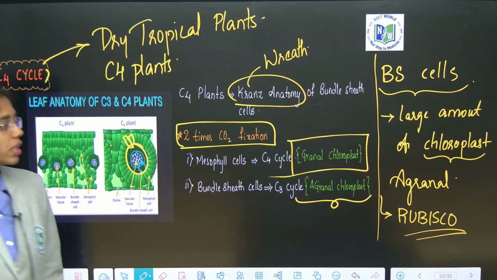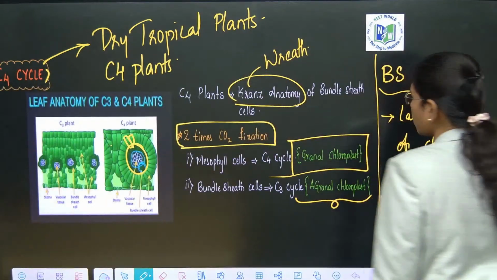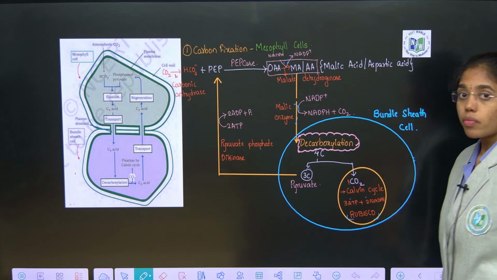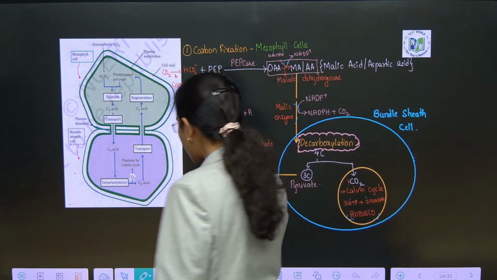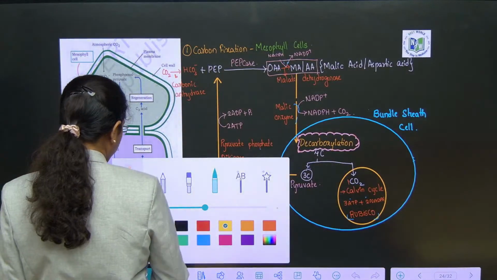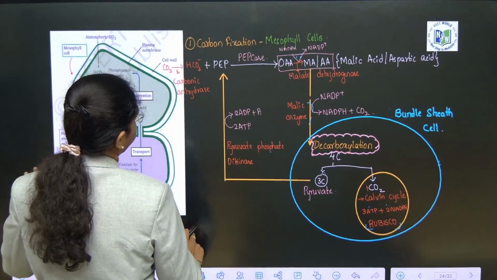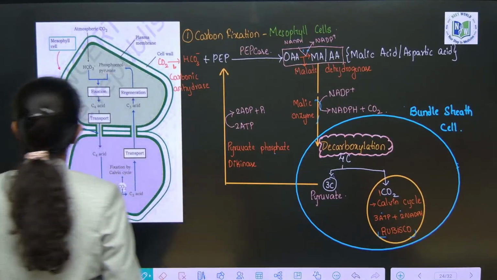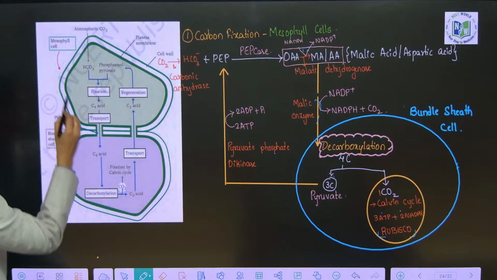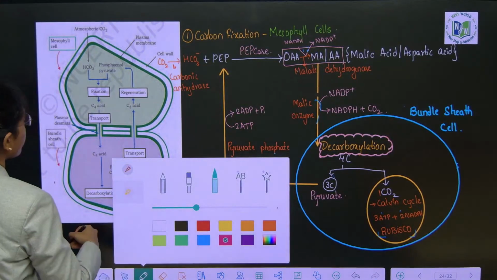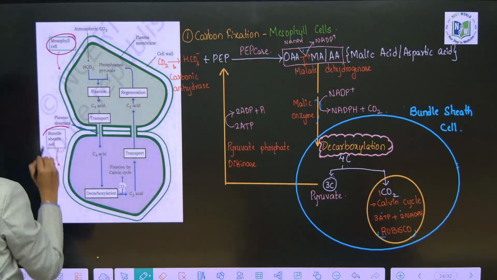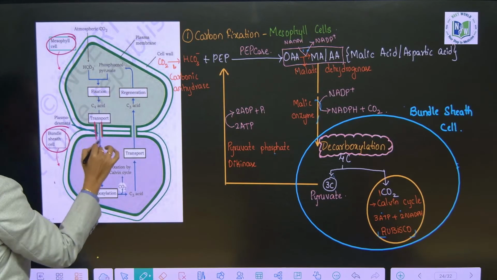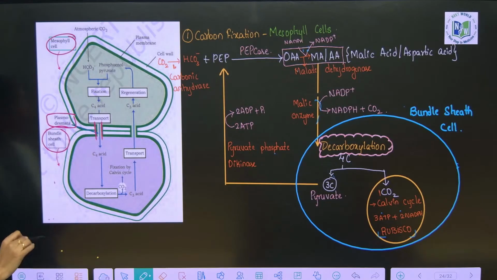If you are clear with the C4 anatomy, look into the mechanism of the C4 cycle. Here in the C4 cycle, there is spatial separation of the carboxylation reactions. The spatial separation is between mesophyll cells and bundle sheath cells, and these cells are connected by plasmodesmatal connections.